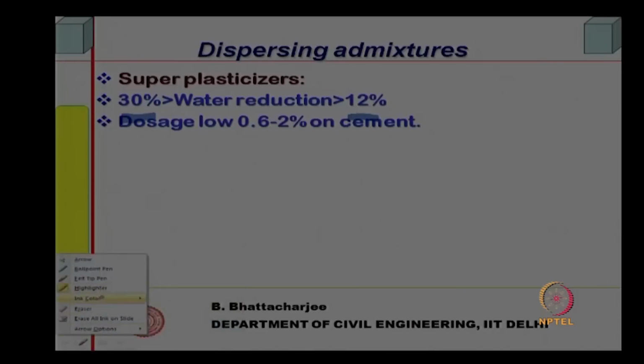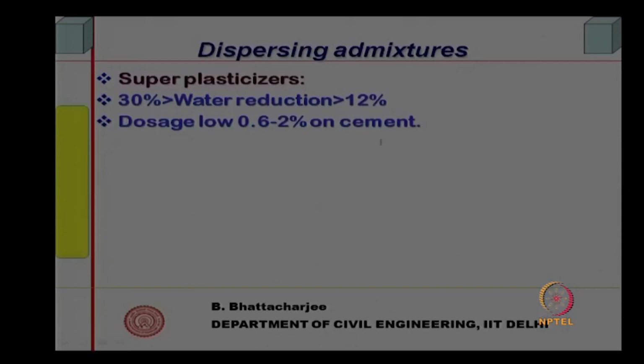Cement can absorb more of this material, because we said that they get absorbed at the surface of the cement particle, and a larger quantity can be absorbed on the surface of the cement particle. The dosage is usually 0.6 to 2% of the cement.